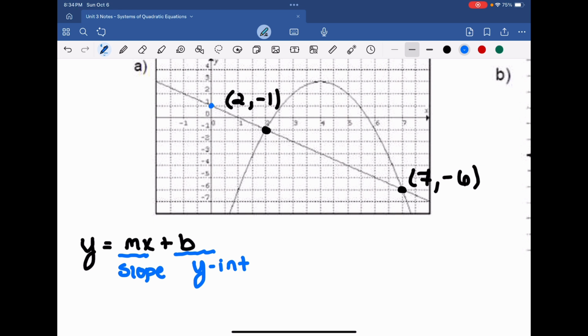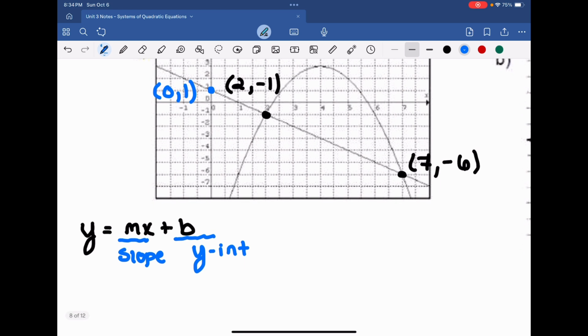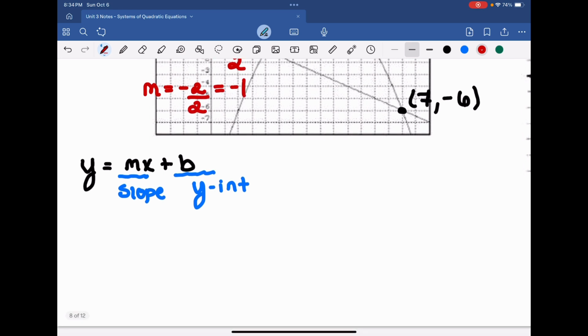First and foremost, the y-intercept is right here at 1. So 0, 1 represents the b value. For our slope, it can be between any 2 points. I'm going to go down from this one here and then over to this point here. If we do that, we go from 1 to negative 1, which is down 2 or negative 2. And then to go over, we go from 0 to 2, we go over 2, meaning the slope is equal to the rise, which is negative 2, over the run, which is 2. This gives us a negative 1 slope.